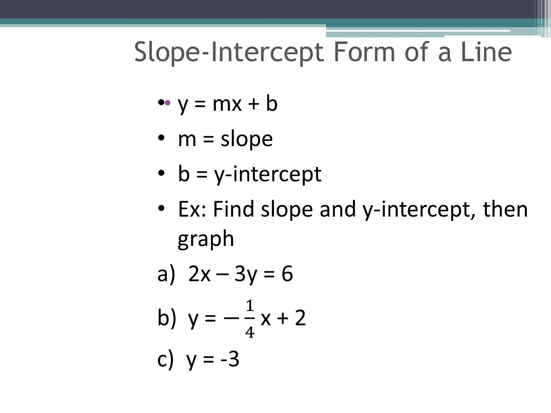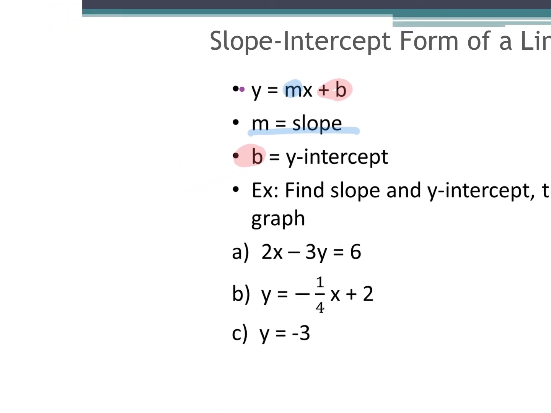Okay, so slope-intercept form of a line, also known as y equals mx plus b, where in the equation, the number in front of x, the m, is your slope. The number that's being added or subtracted to the x is going to be your y-intercept. When you go to graph it, it's going to be your beginning point. So when they're giving you equations and they want you to find the slope and the y-intercept, we're going to need to rearrange them first.